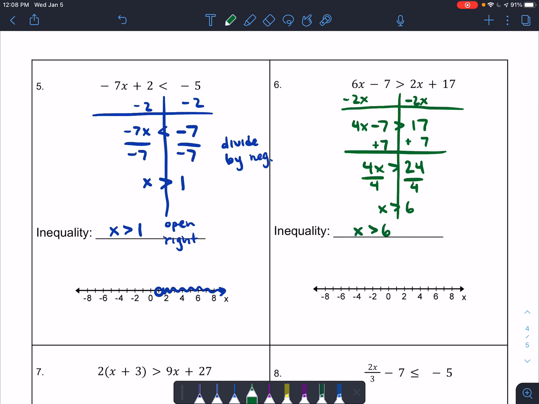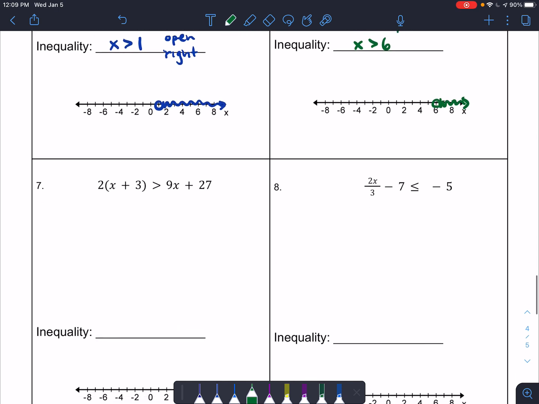All right, well, I mark 6. I leave it open because there's no or equal to bar, and I'm greater, so I shade to the right. All right, last 2. Here we go.